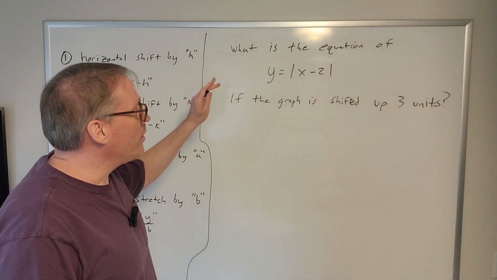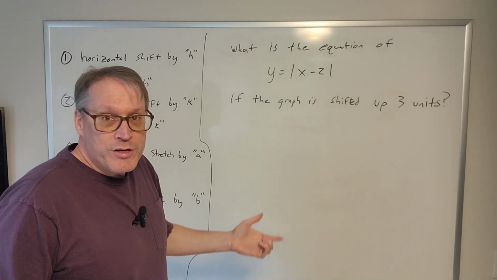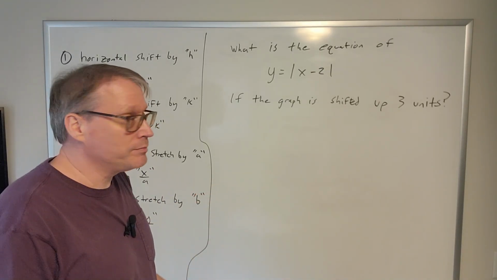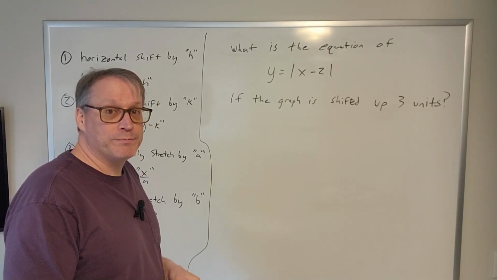Suppose you have the equation y equals the absolute value of x minus 2. If the graph is shifted up by 3 units, what does the equation become? What's the new equation? Give it a shot. Pause the video. Resume when you're ready.